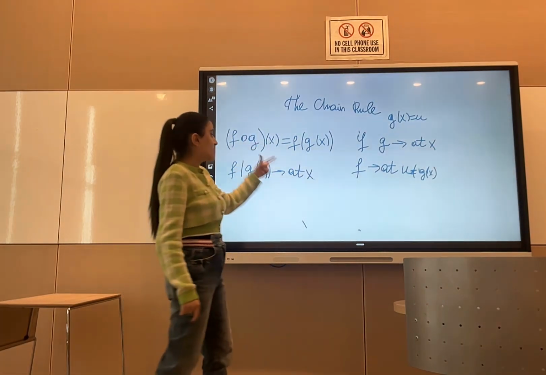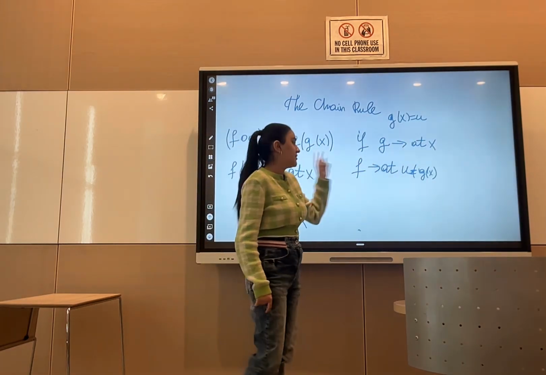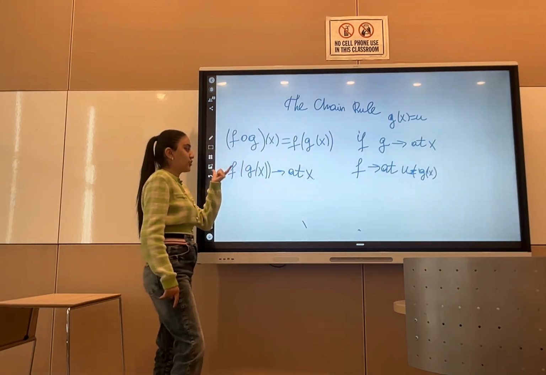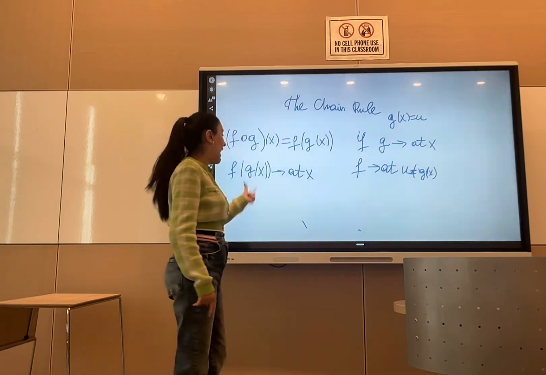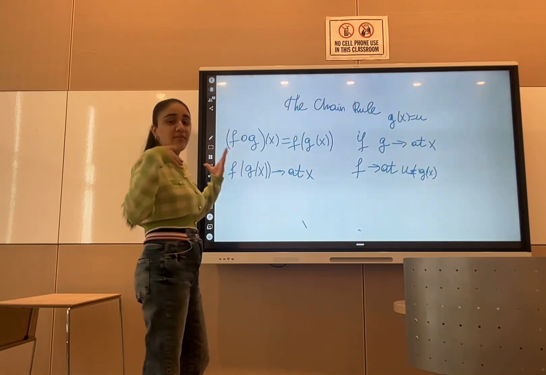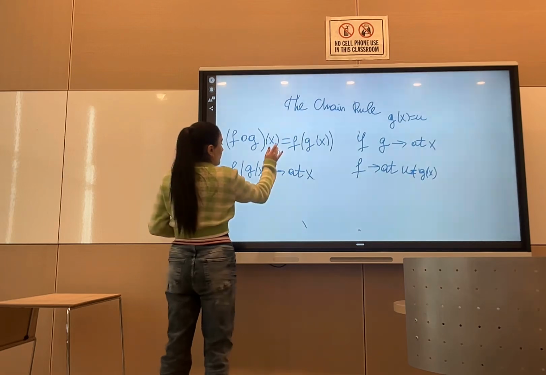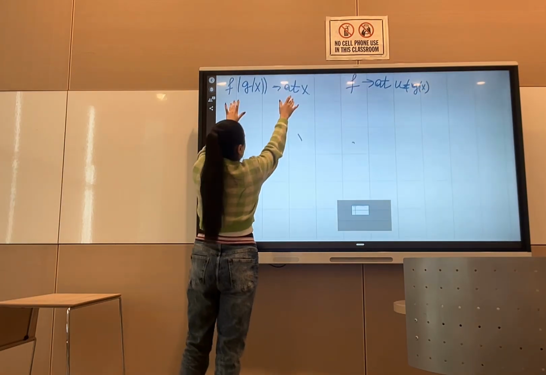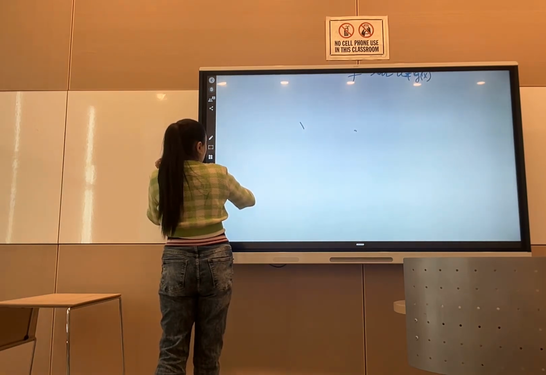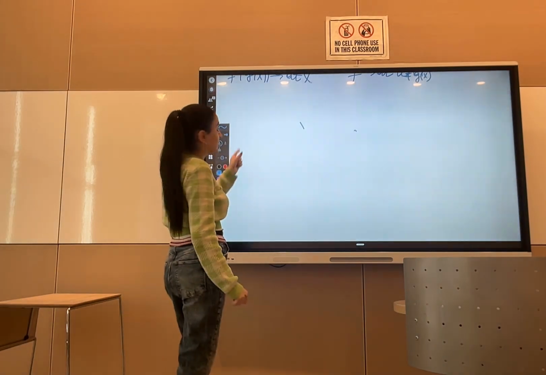After checking this rule, if the derivative of g at x exists and the derivative of f at u exists, it means that the derivative of the composite function f of g of x exists at x. So after checking this rule, how can we find the derivative of this composite function? For finding it, we can use a rule.